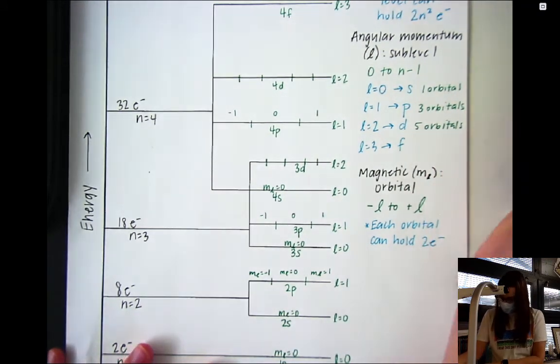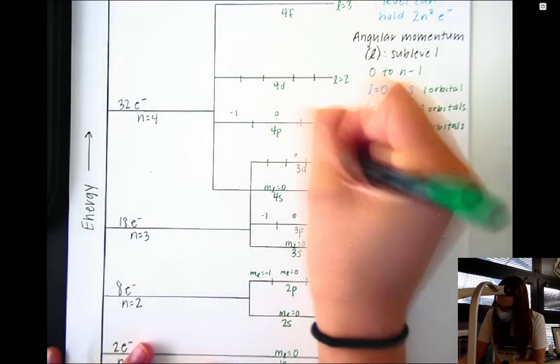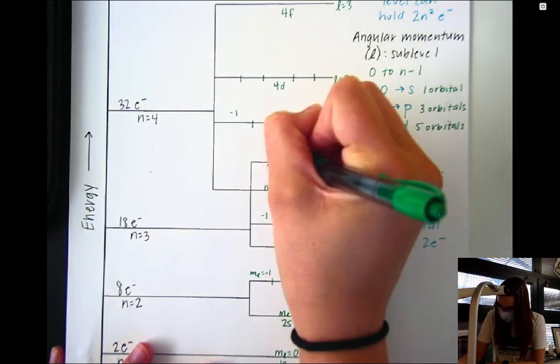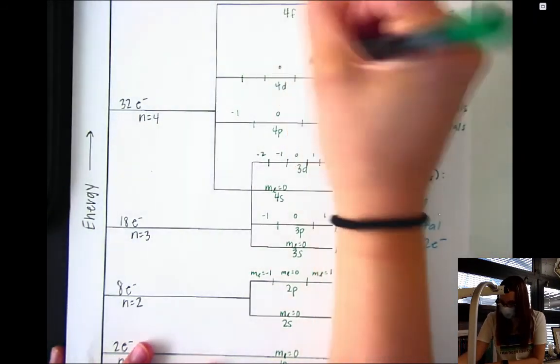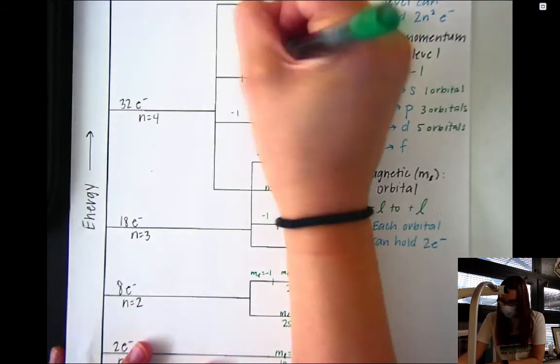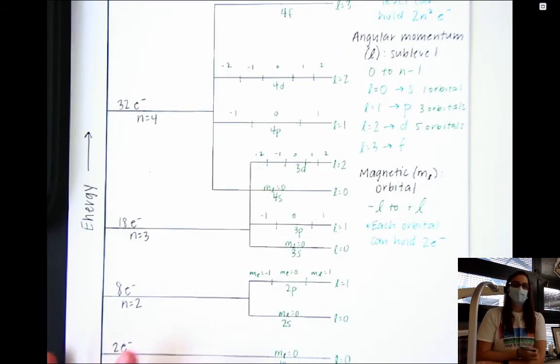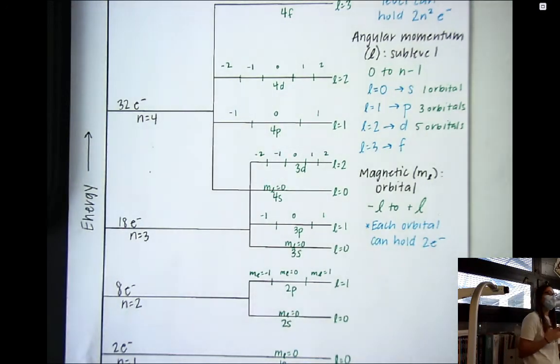And so what I'm going to do is put the 0 in the middle and work your way out on both sides. So this is why S only has 1 orbital. It can only fit 2 electrons. P has 3 orbitals. It can fit 6 electrons. D has 5 orbitals. It can fit 10 electrons.